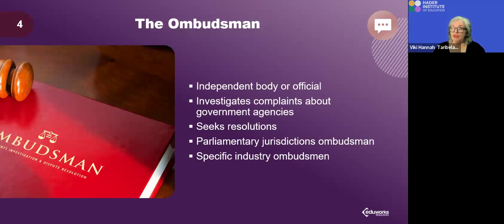And then there's parliamentary jurisdictions around Ombudsman, and then specific industry ombudsman. So there's some for communication, and we have a mental health commissioner. So yeah, you just need to investigate this now a little bit further as well.